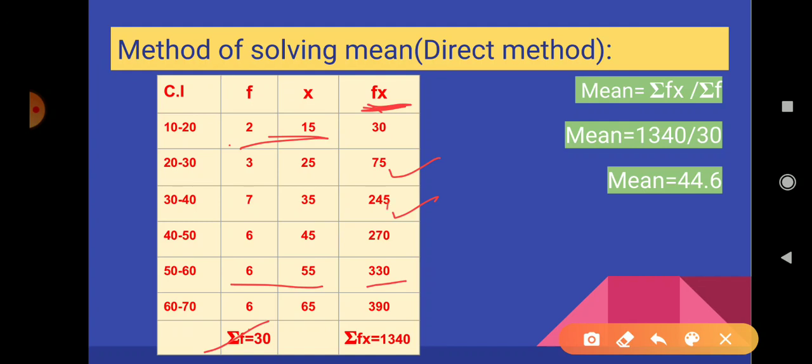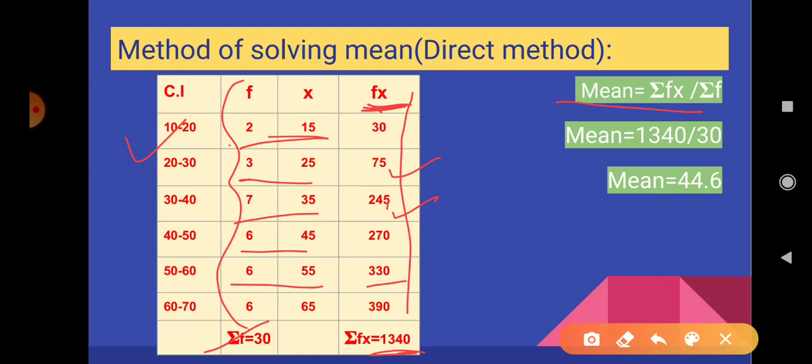So we got all the values. fx means you multiply f and x. f is given in the question; for x, find the mid value of the class interval. By multiplying those two, you get fx. Now sigma fx means adding all these. If we add all this, we get 1340.